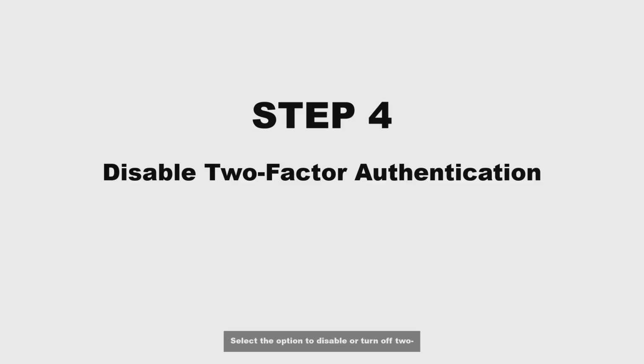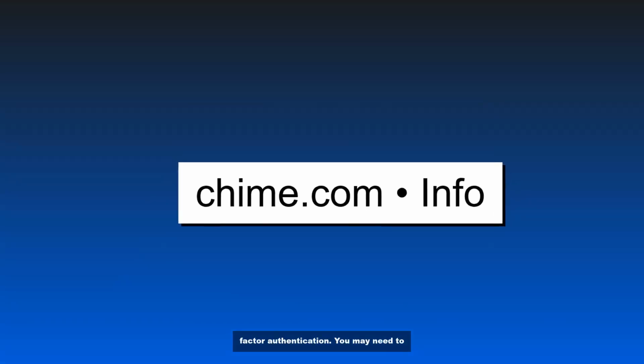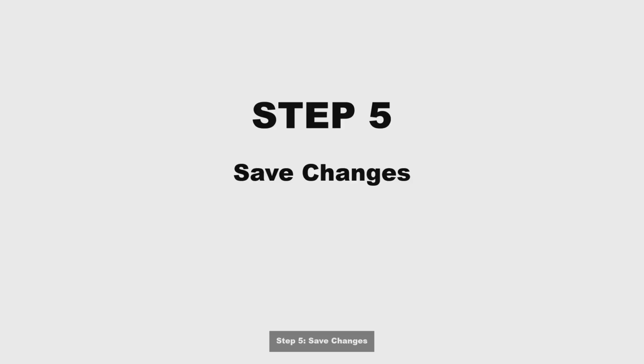Step 4. Disable two-factor authentication. Select the option to disable or turn off two-factor authentication. You may need to confirm your choice or enter your password again for security purposes.